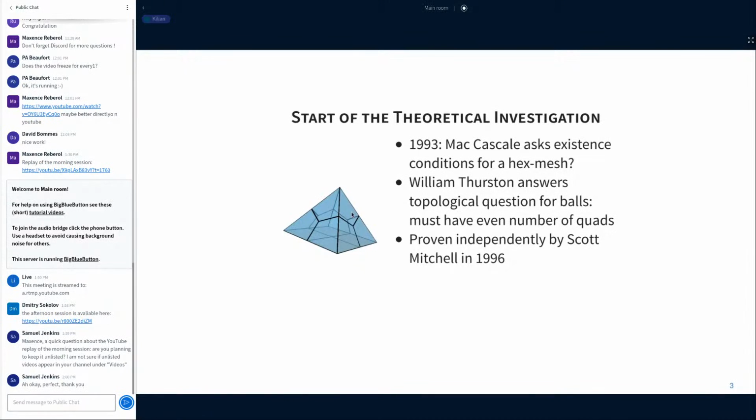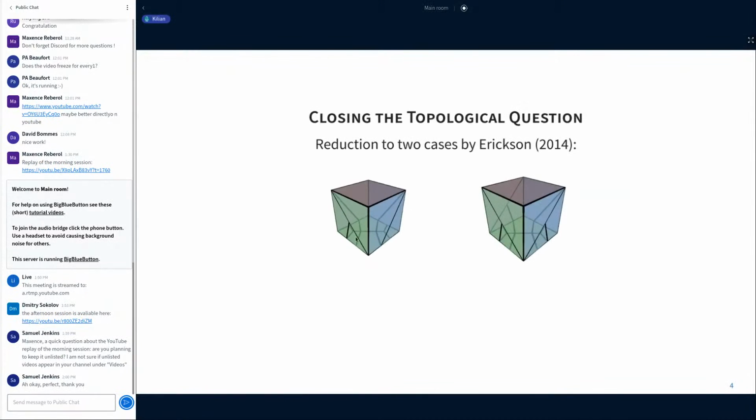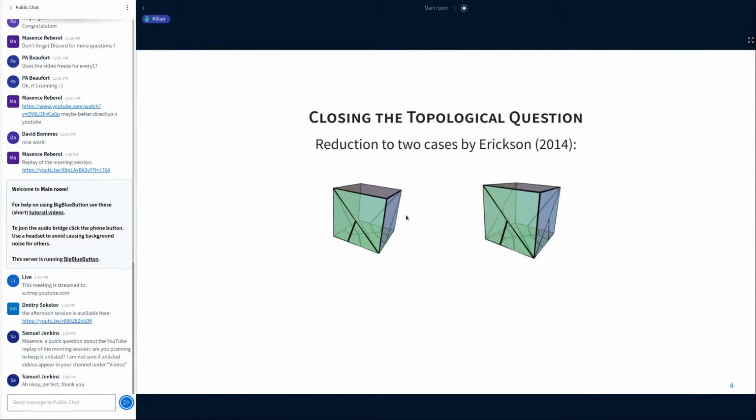So the proof was provided by Ericsson, who showed that if you had a hex mesh for these two configurations, which we do, then for any topological quad mesh that has a topological hex mesh, you can build one just using those two templates.